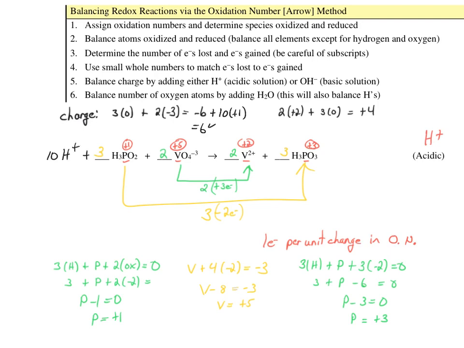Now we look at the oxygens. All right, so looking at oxygens, we have 6 oxygens here and 8 oxygens here. So we have a total of 14 oxygens on the reactant side. On the product side, just now, we have 9 oxygens. So we're 5 oxygens short on this side. To balance oxygens, we add water.